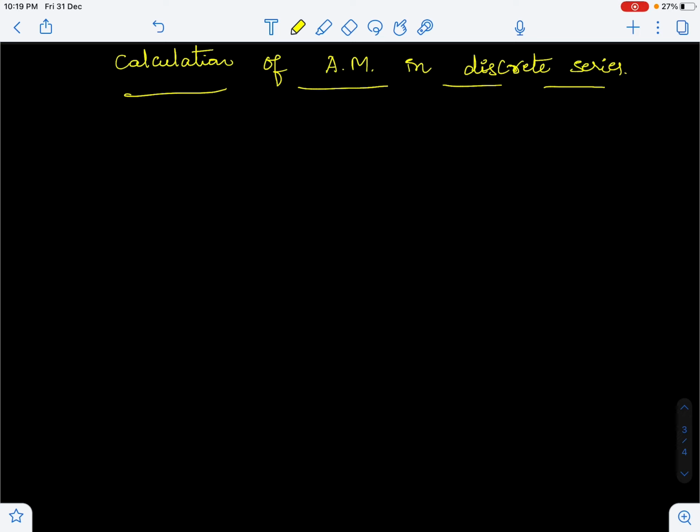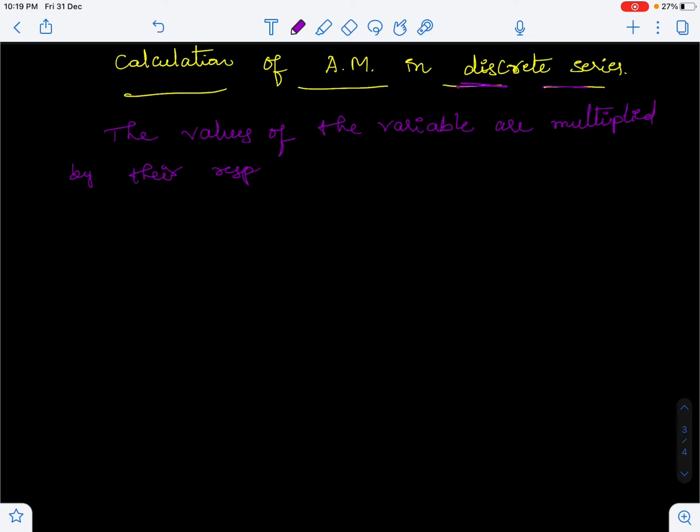To find the arithmetic mean of a discrete series, what we will do is, it's just a hint for finding the arithmetic mean in a discrete series: the values of the variable are multiplied by their respective frequencies.